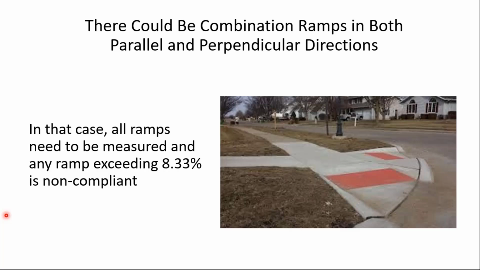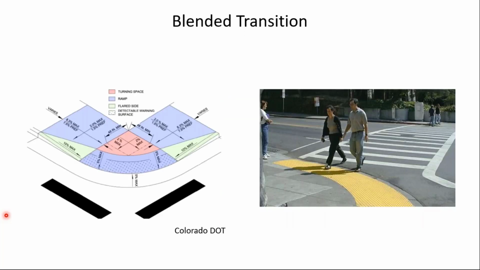And keep in mind, there could be combination ramps in both parallel and perpendicular directions. Just make sure you measure all the elements. And remember, any ramp exceeding 8.3% would not be compliant. So those were basically the 2+ types of curb ramps.